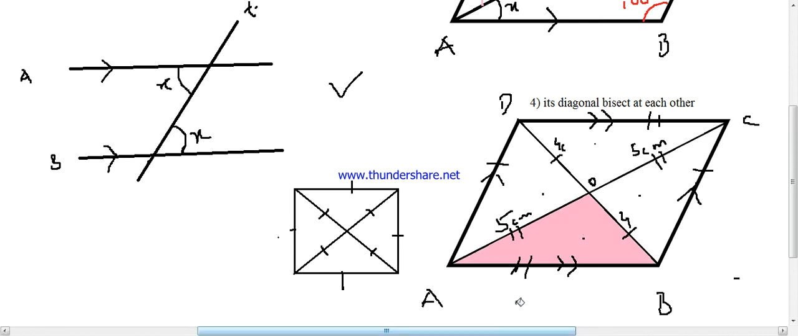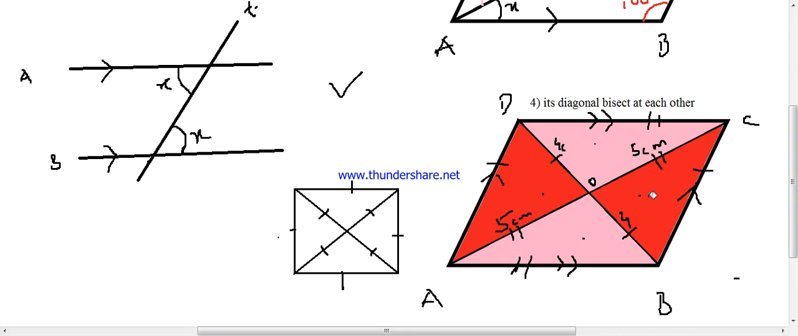In this case, triangle AOB will be congruent to triangle DOC. These two triangles, if you see over here, look very similar, is it not? And triangle AOD will be congruent to triangle BOC. These two are congruent to one another. Look at the triangle formation. But in the case of a square, all the triangles will be equal. Equal division is there because all the sides are equal.